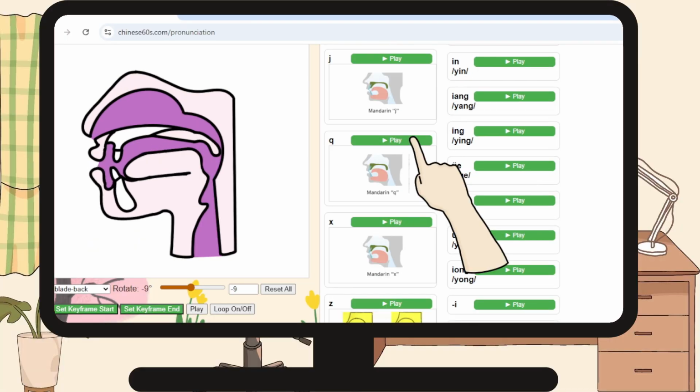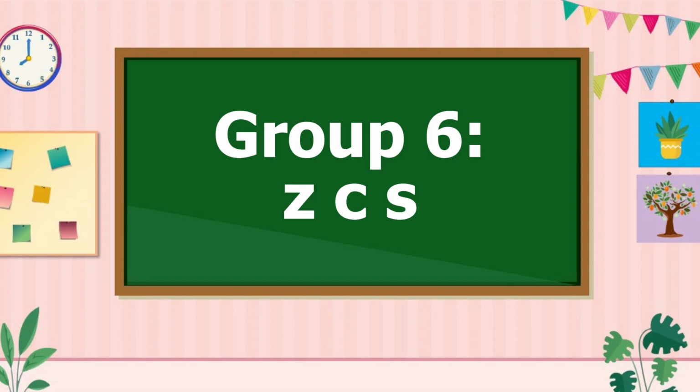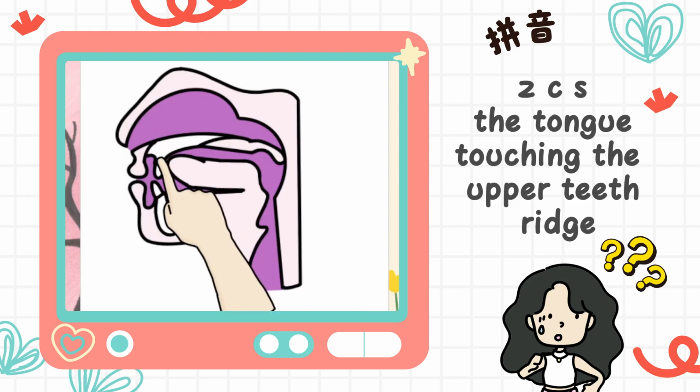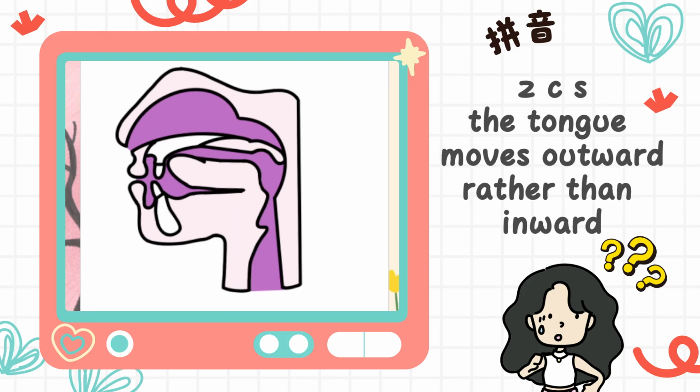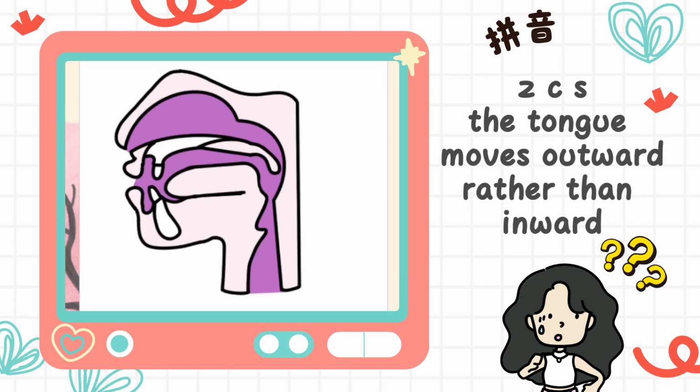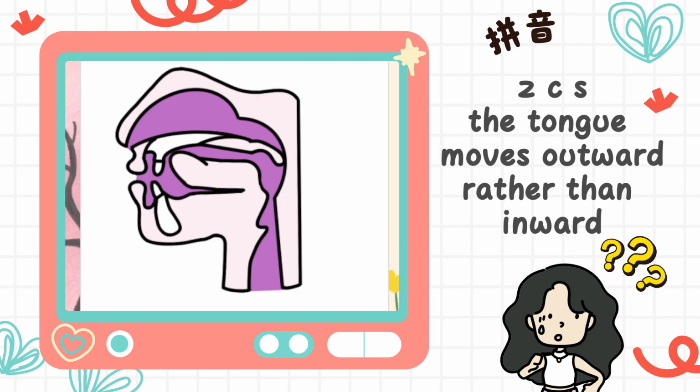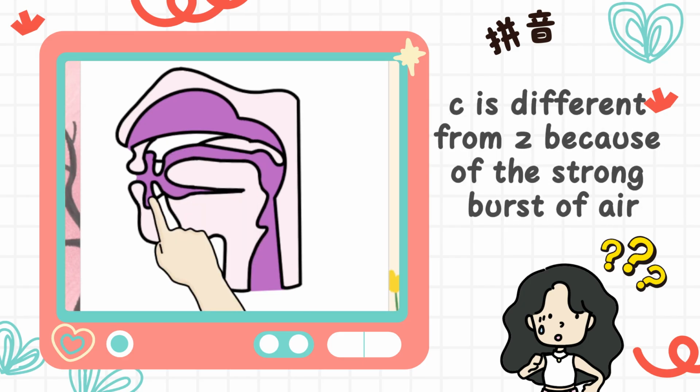Group 6: Z, C, S. These sounds are produced with the tongue touching the upper teeth ridge. But unlike group T, N, L, the tongue here moves outward rather than inward. C is different from Z because of the strong burst of air.